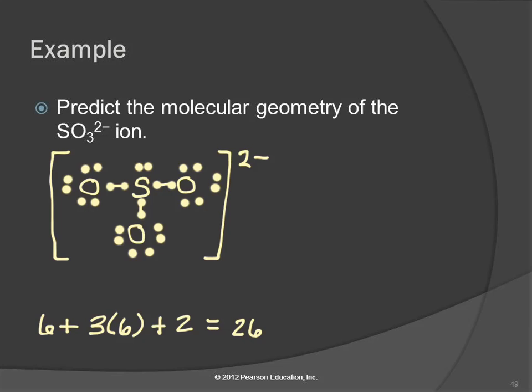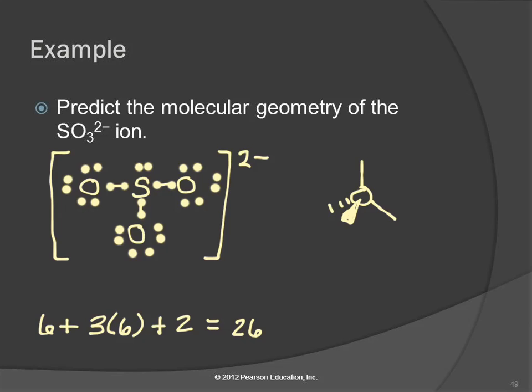So how do 4 things get away from each other? Tetrahedron. So this is how you can draw a tetrahedron. Those 2 lines are in the plane of the screen, and then there's one that's sticking out. Use a wedge to indicate that that's coming out at you, and then we use a dashed wedge to show that that one's going behind.